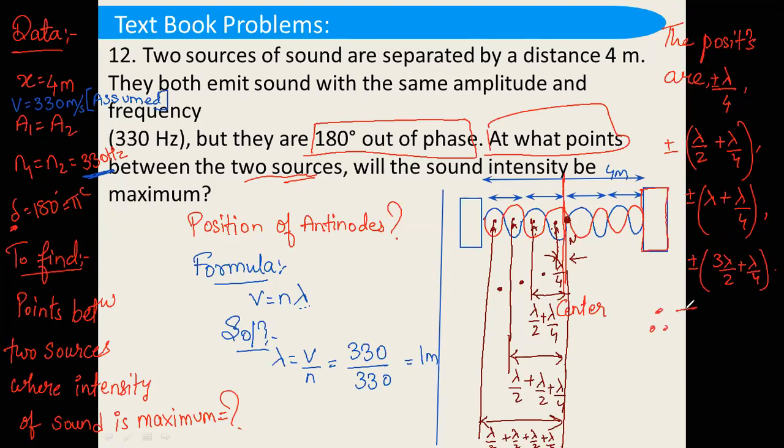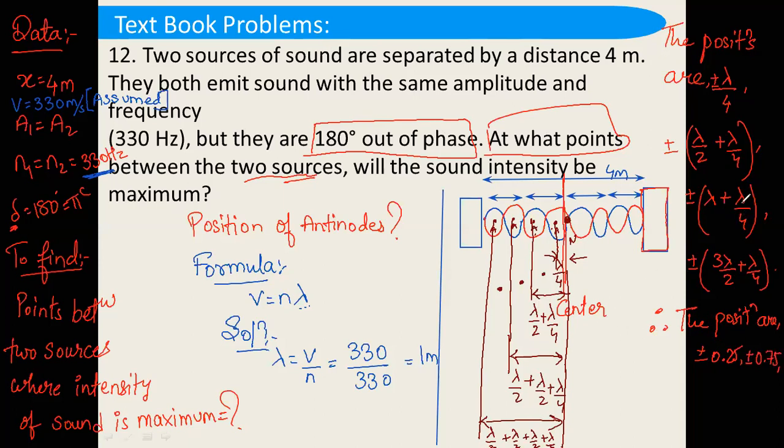Therefore, the positions are: the first one, plus or minus lambda by 4, with lambda equal to 1, so 1 upon 4 is 0.25. It is written as 0.25 in your textbook, so we'll write it like that. Next is 0.25 plus 0.5, since 1 upon 2 is 0.5, so this will be plus or minus 0.75.